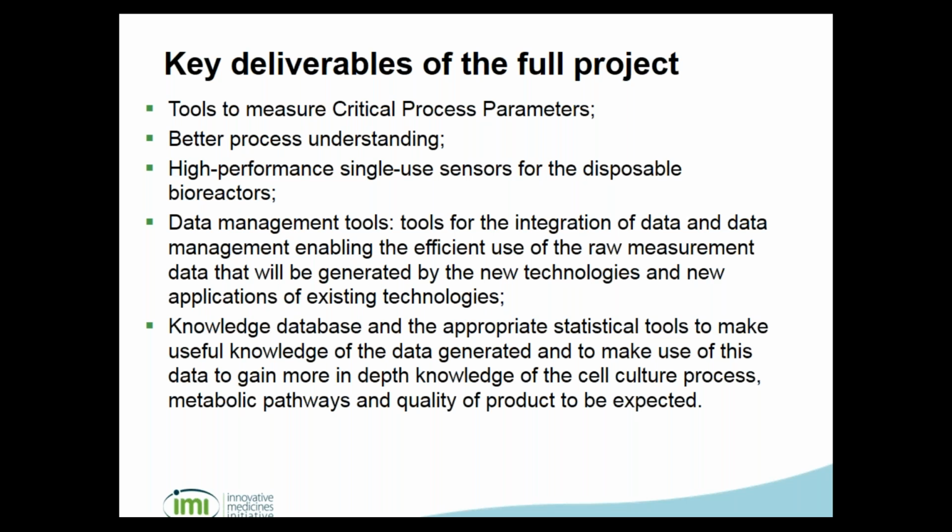Tools to measure critical process parameters. Oxygen is, for instance, one. We know how to measure oxygen, but again, maybe there are other ways to measure oxygen. Measuring oxygen in those disposable bioreactors is even more difficult, so maybe come up with new technologies there. And it all should lead to better process understanding. That is, in fact, what we are looking for, from where we can go to a more predictive cell culture and a better control on the cell culture to produce those high quality products.